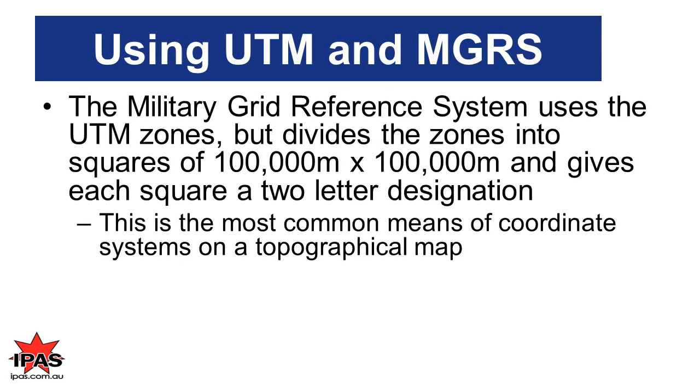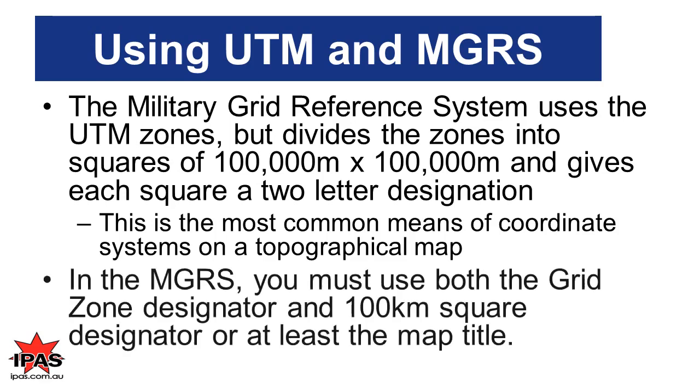Now that's the UTM system. The military actually came up with a variation on the UTM system, and it's called the Military Grid Referencing System, and it's the one that we're most familiar with. What they do is they divide the UTM zones up into squares of 100 kilometers by 100 kilometers, or 100,000 meters by 100,000 meters, and then they give each square a 2-letter designator. This is the most common means of coordinate systems on a topographical map.